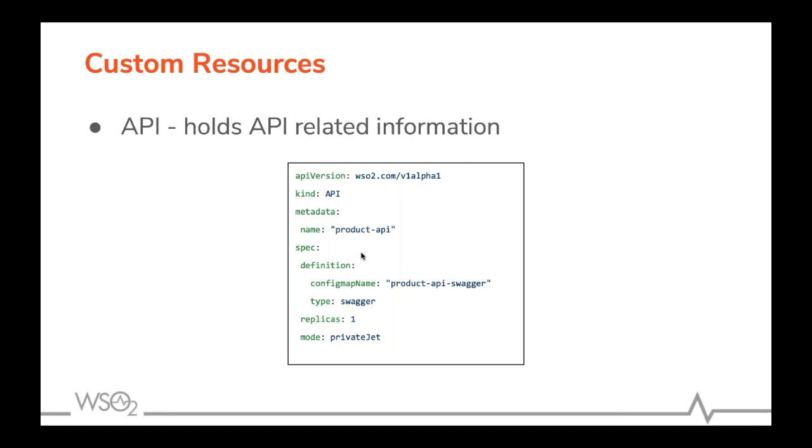This contains the Swagger definition, config map name, and number of replicas. That means the number of gateway instances or gateway containers you want. And it has the mode as private jet mode. We have three modes: private jet, sidecar, and shared. I will explain those modes in the coming slides. So this is the basic API definition.